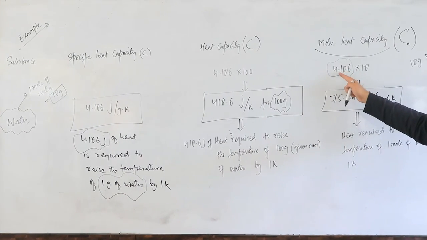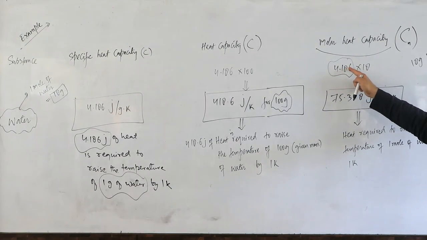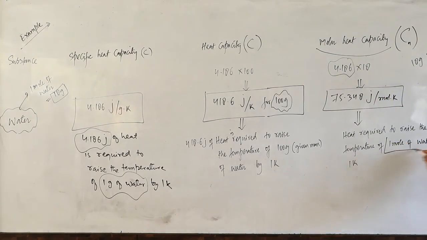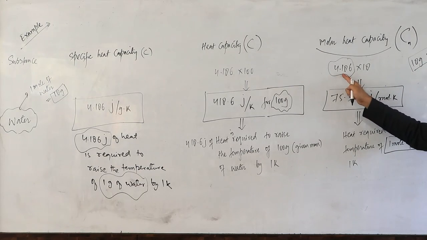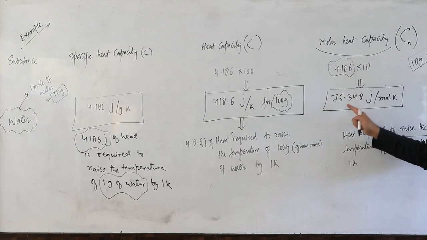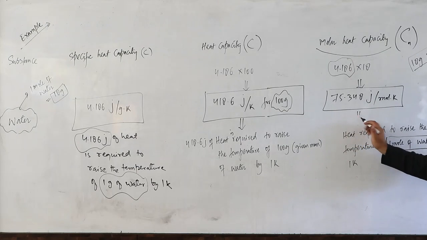And we know that for 1 gram of a substance you require 4.186 joules of heat to raise its temperature by 1 degree Celsius. And here you have to raise the temperature of what? 1 mole of water. And you know that 1 mole of water is equal to how many grams? 18 grams. So we know the heat required for 1 gram is 4.186, so for 18 grams it is multiplied by 18. So you will get 75.348 joules. So that means how much heat is required here? I will write down here: 75.348 joules of heat is required to raise the temperature of 1 mole of water by 1 Kelvin.